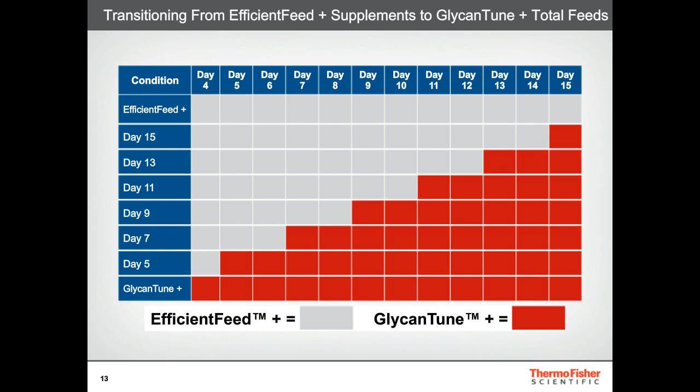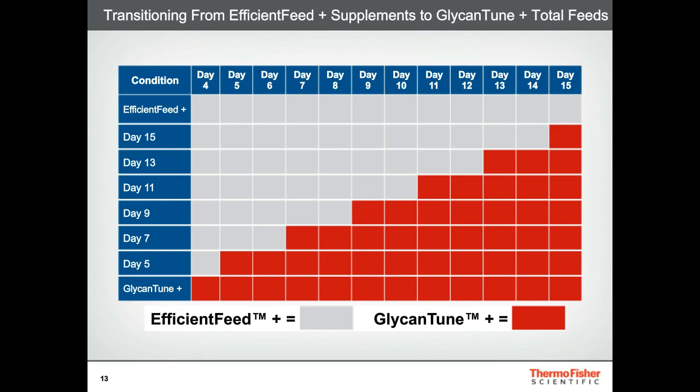At the very top of this chart is the EfficientFeed Plus control. And what this shows is daily feeding of EfficientFeed Plus from days 4 through 15. And you can see this by the gray boxes. This consists of only EfficientFeed Plus, and this will result in minimal galactosylation, or in other words, a high percentage of G0F. At the very bottom of this chart is the GlycanTune Plus control.